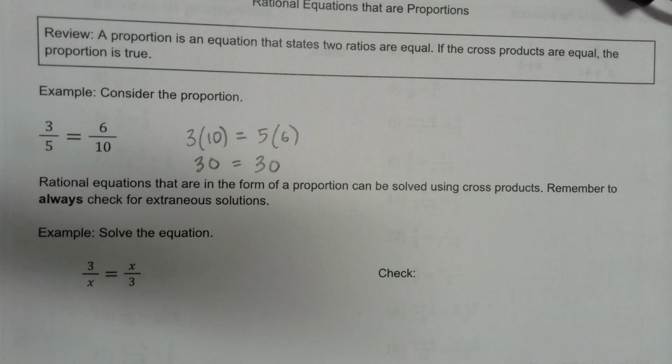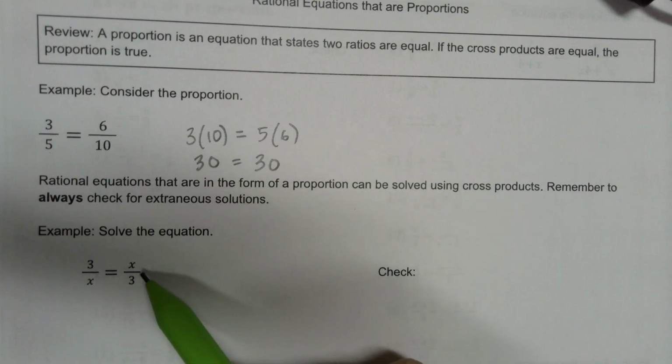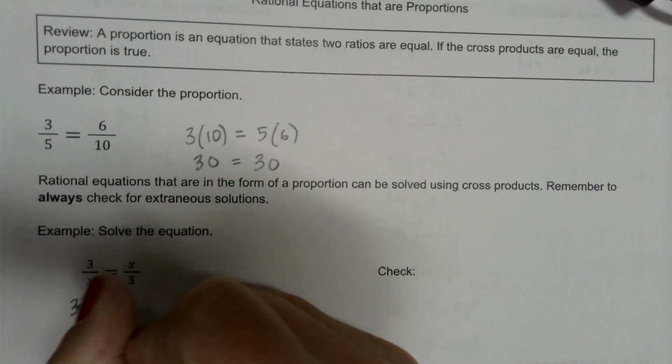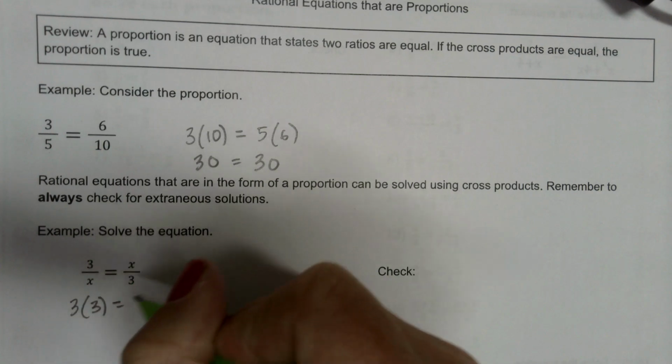Remember to always check for extraneous solutions. We still see that trigger: that fraction bar means division. We have to be careful that we're not causing division by zero at any step. So, to solve our first equation, we're going to find the cross products. So, 3 times 3 equal to x times x.